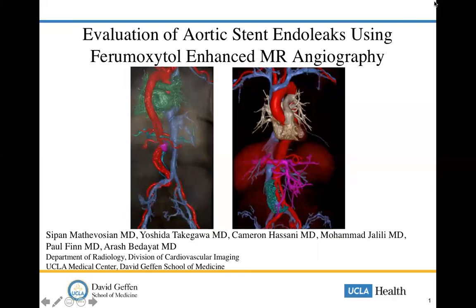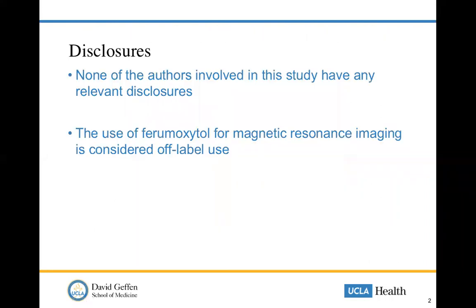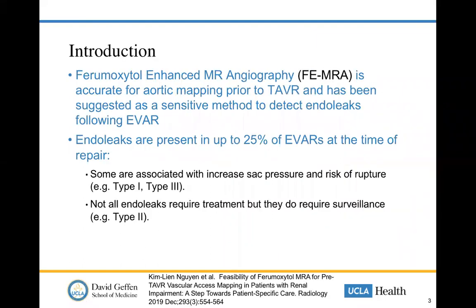Evaluation of aortic stent endoleaks using ferumoxytol enhanced MR angiography. No disclosures, just note the use of ferumoxytol for MRI is considered off-label use.